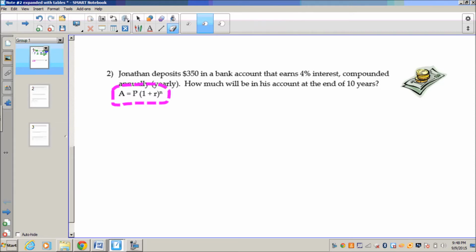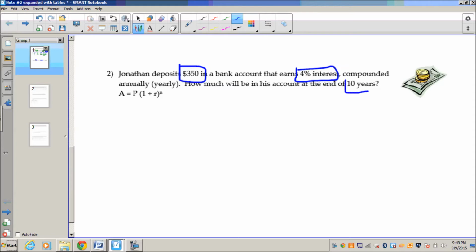Before we get to that formula, however, let me clean this up. Let's reread the problem so we know what's going on. Jonathan deposits $350 in a bank account that earns 4% interest. So $350 is how much he deposits. It's how much he starts with. It earns 4% interest, compounded annually. How much will be in his account at the end of 10 years?